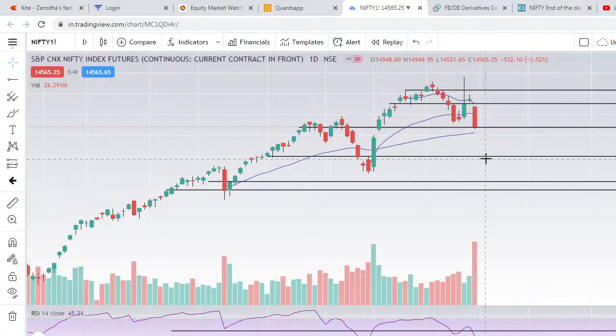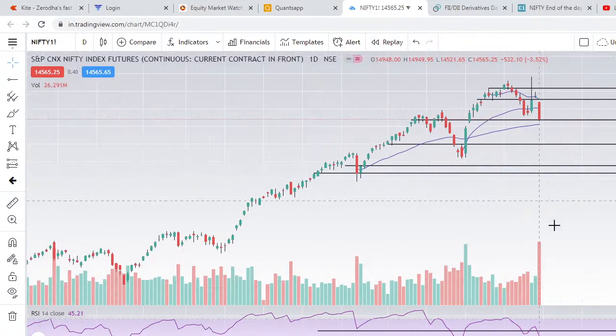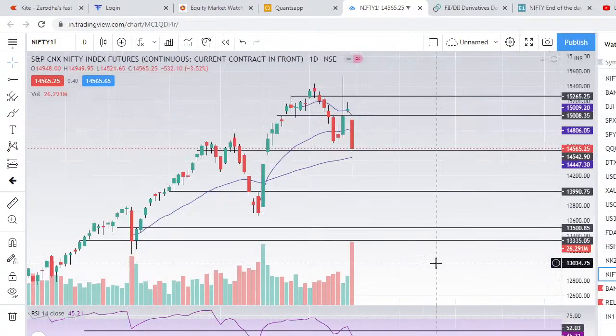Okay, so these are the two levels below the current level. If price is unable to take immediate support on Monday itself, then we can expect a bigger sell-off and bigger profit-booking sessions. So that goes for Nifty.